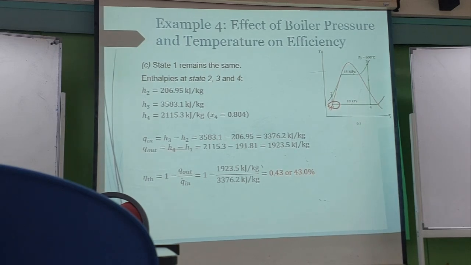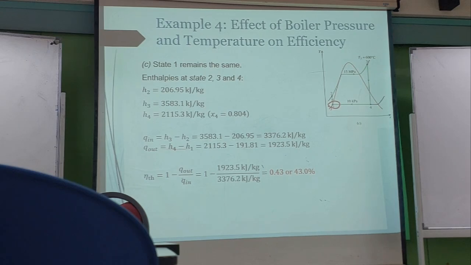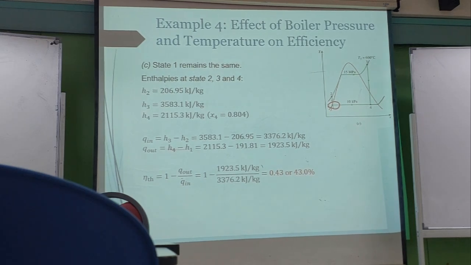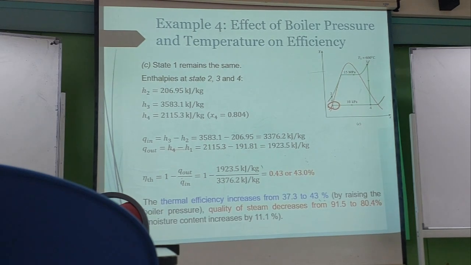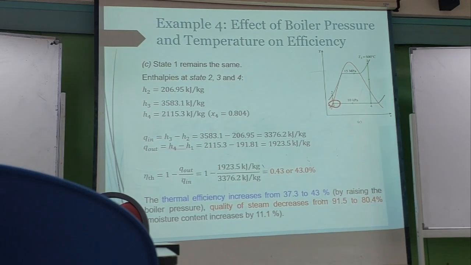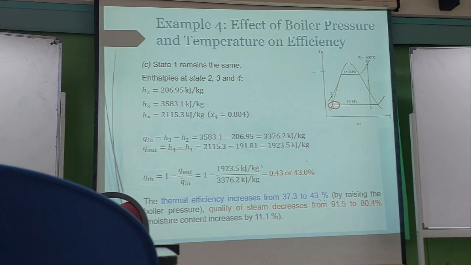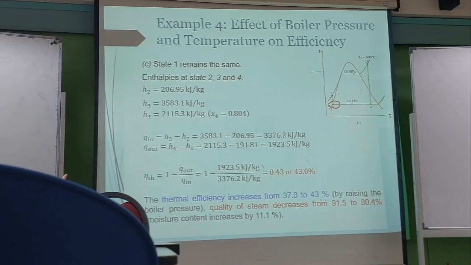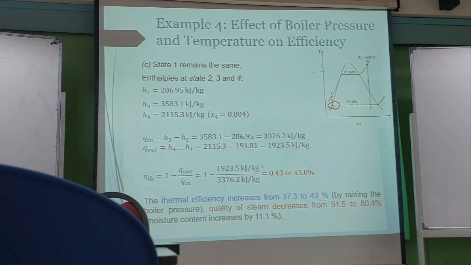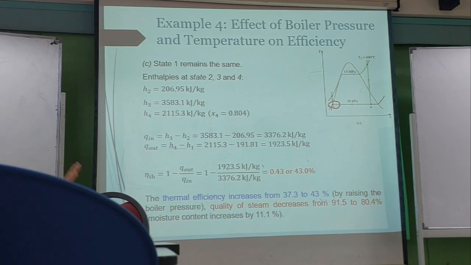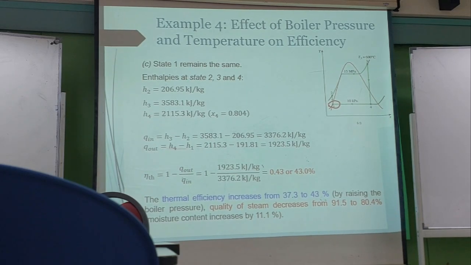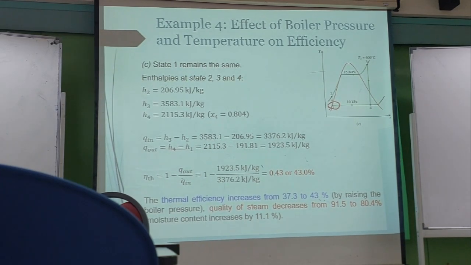So you need to recalculate H2, then you need to recalculate H3 and H4. From here, again, the quality has changed, the efficiency has changed. For this comparison, once again, because we are maintaining the other states and only changing the pressure from the previous question, you can see that thermal efficiency has been further increased to 43%. And the quality of steam then decreases from 91.4 to 80.4%. So now the moisture content increased by 11.1%.